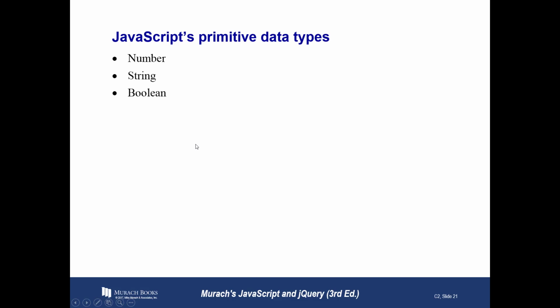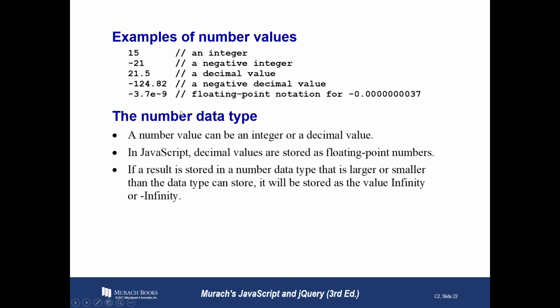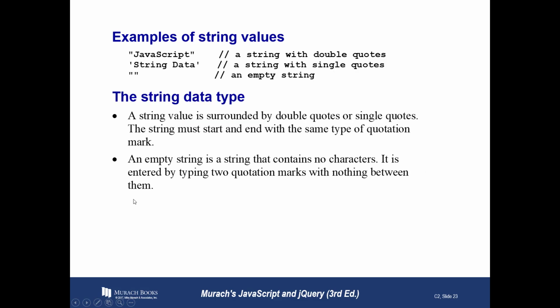All right. JavaScript has 3 primitive data types: number, string, and Boolean. So number handles both integer or whole numbers and decimals, or numbers that can have a decimal place in there. JavaScript can also store infinity and negative infinity. If you try to divide by 0 in JavaScript, you typically get an answer of infinity.